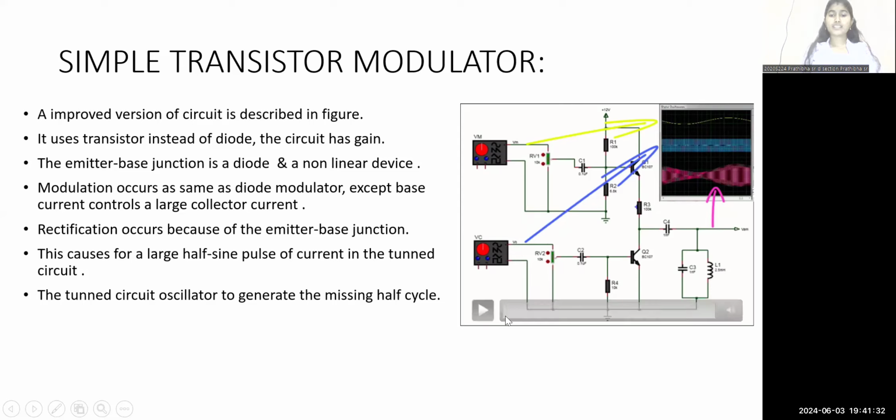It is a simple transistor modulator. An improved version of the circuit is described in the figure. The transistor modulator uses a transistor instead of a diode, so the circuit has gain. The base-emitter junction acts as a diode and a non-linear device. Modulation occurs the same as in the diode modulator, except the base current controls a larger collector current. Rectification occurs because of the emitter-base junction. This causes large half sine pulses of current in the tuned circuit. The tuned circuit oscillator is used to generate the missing half cycle.